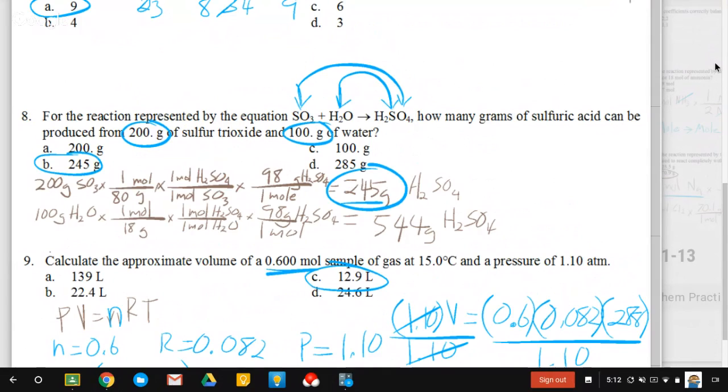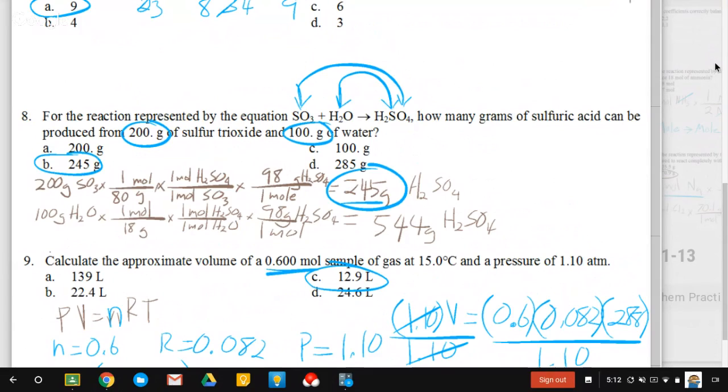We did this one in class. I do all the steps. 200 grams of SO3. You convert it first to moles of SO3. So I divide it by 80. 1 over 80. I'm dividing the 200 by 80 grams. That converts it to moles. The second step is going from moles of SO3 to moles of H2SO4. So you can see I have 1 mole of H2SO4 on top, 1 mole of SO3 on the bottom.